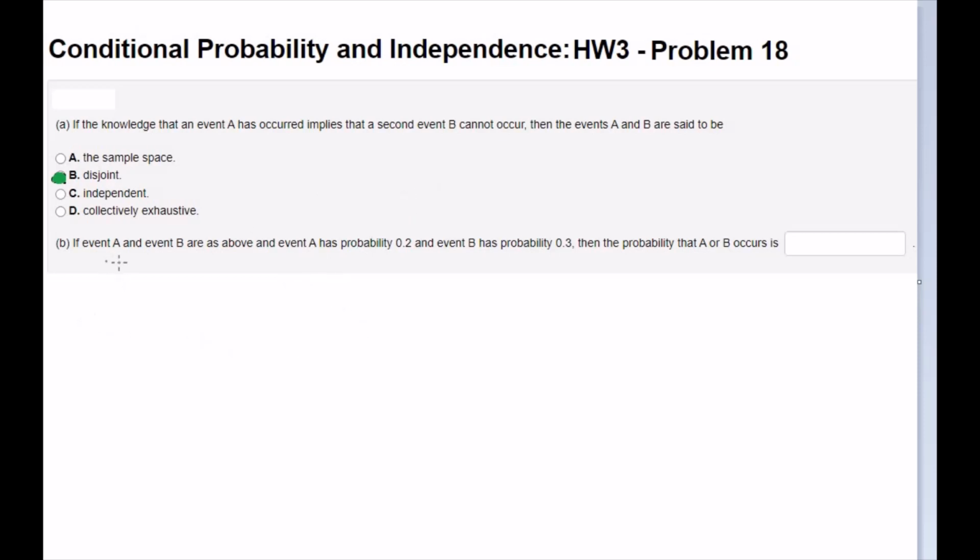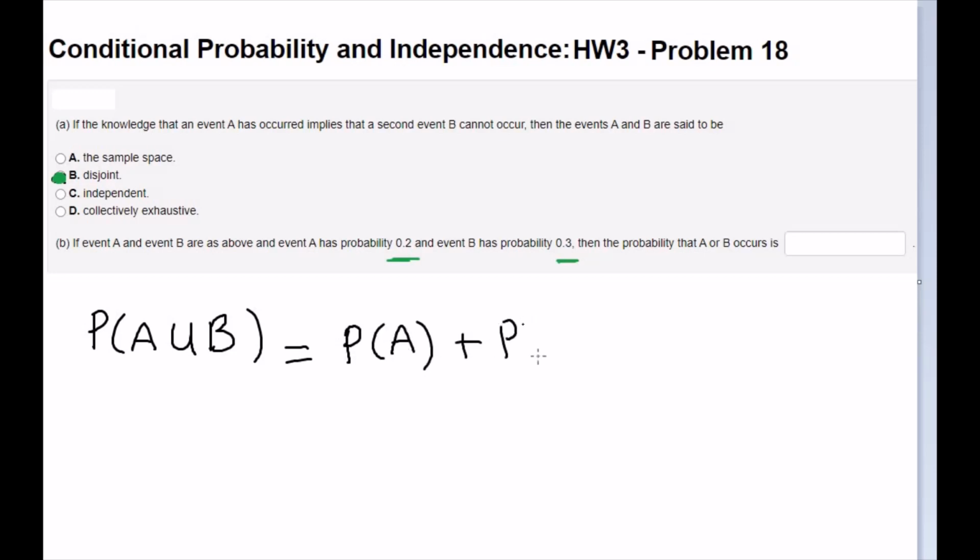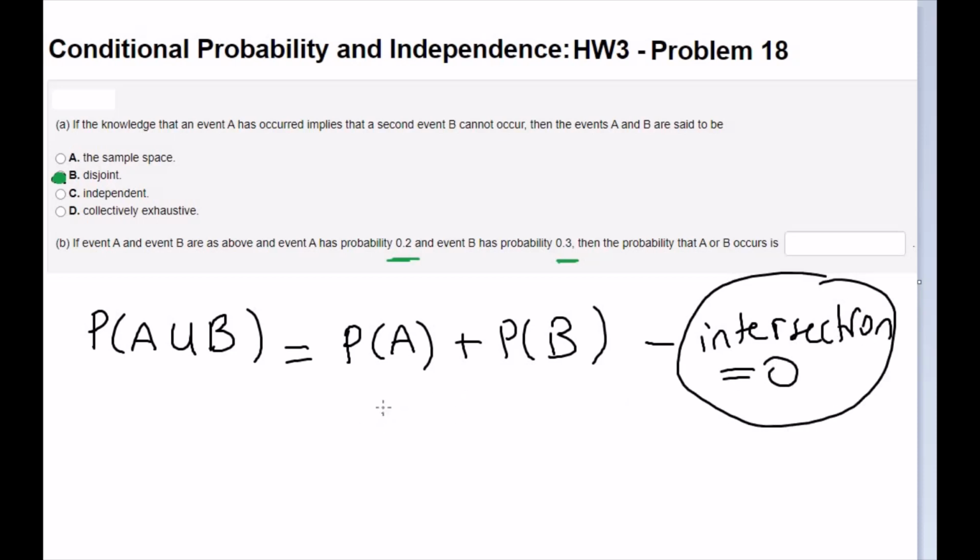And if events A and B are as above, if they are disjoint, and A has the probability of 0.2, B has the probability of 0.3, then what is A union B? If two events are disjoint, then the probability of their union is probability of A plus probability of B, because their intersection is 0. So this is going to be 0.2 plus 0.3.